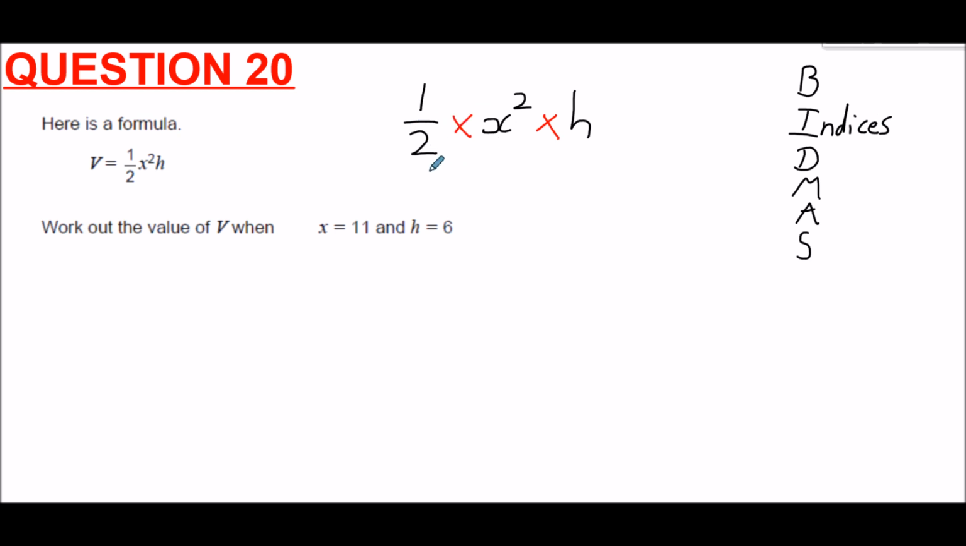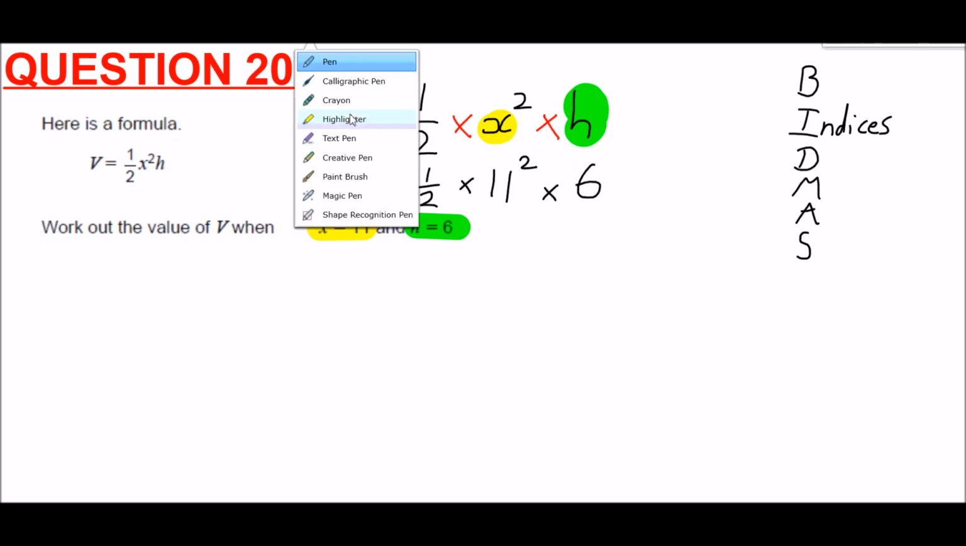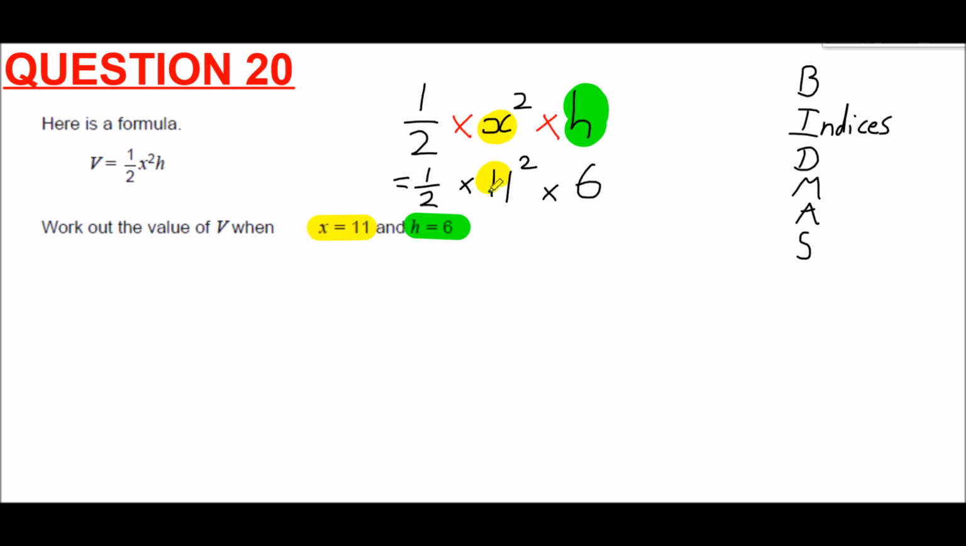So what we need to do now is to substitute these values into the formula. So we know what x is. X is 11. And we're told what h is as well, luckily. H is 6. And so this becomes half multiplied by 11 squared multiplied by 6, because as I've just said, x is 11 and h is 6.